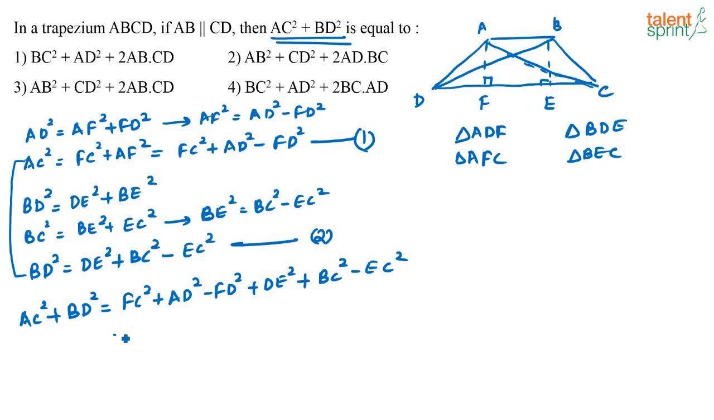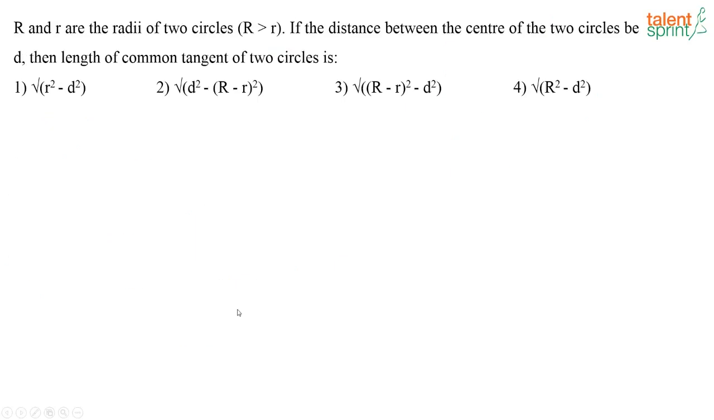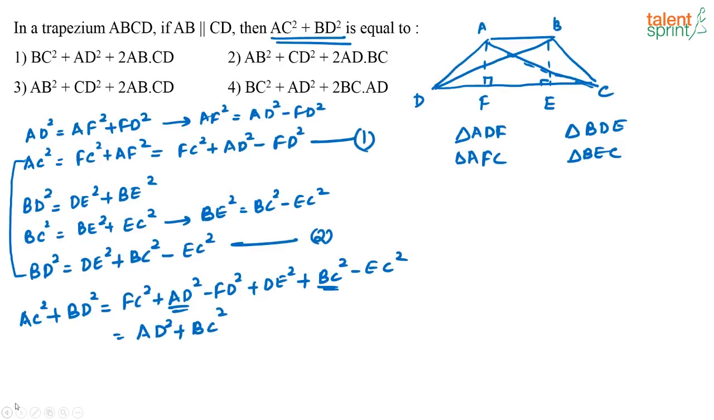So here at this point, this AD and BC, you can take it to one side. You have AD squared plus BC squared. And then what other terms do I have? I have FC squared, FD squared, DE squared, EC squared. So what do I do with all of this? So here plus FC squared minus FD squared plus DE squared minus EC squared.